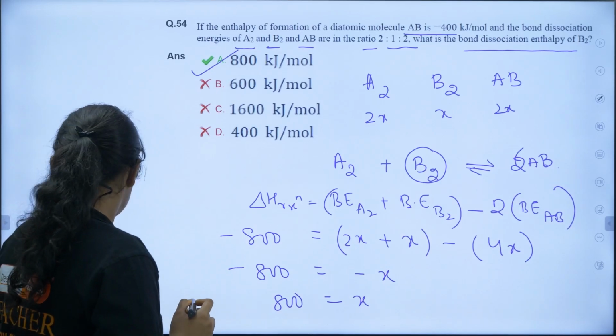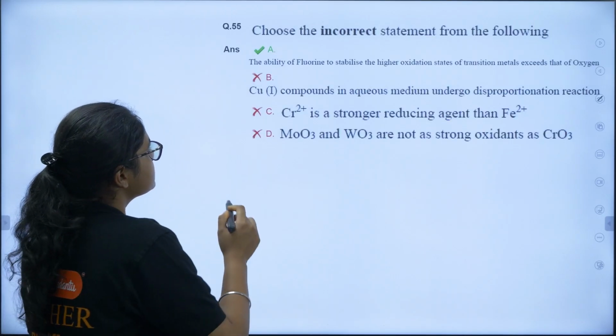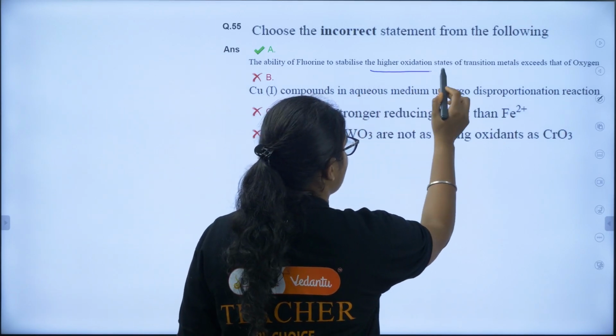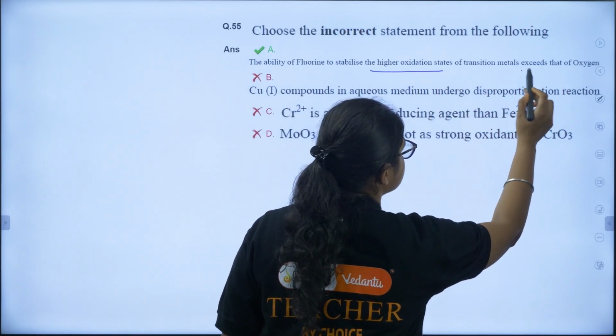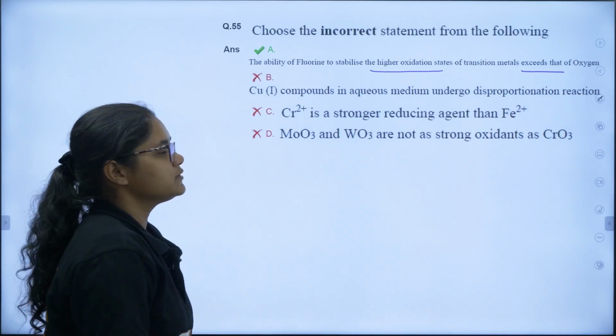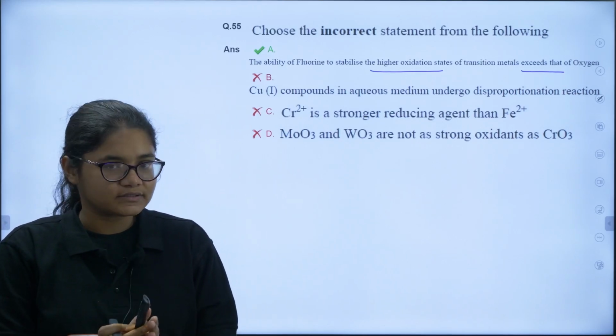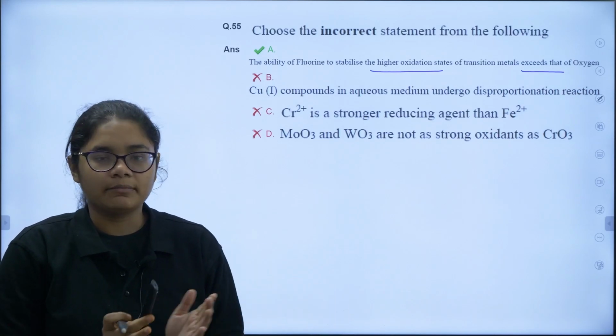Now let us see the next question. Choose the incorrect statements from the following. The ability of fluorine to stabilize the higher oxidation state of transition metals exceeds that of oxygen. So this is an incorrect statement. You know, oxygen has more tendency to stabilize the higher oxidation state because oxygen can form double bonds, right?